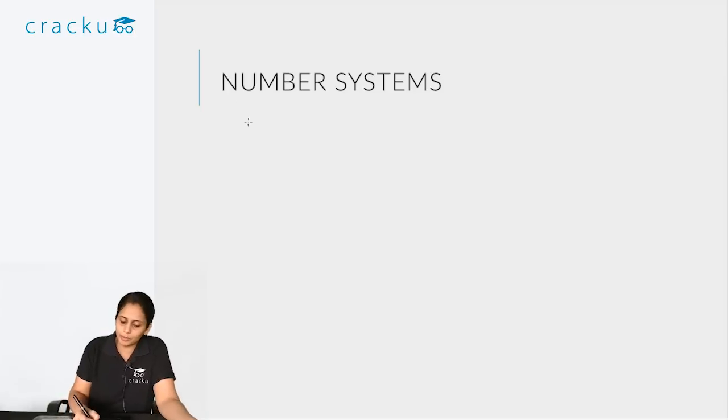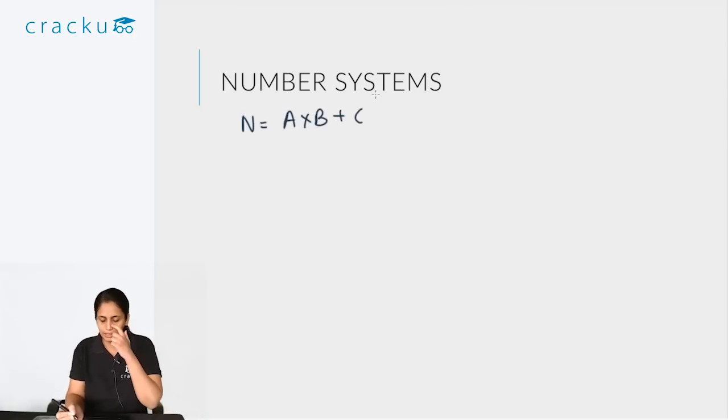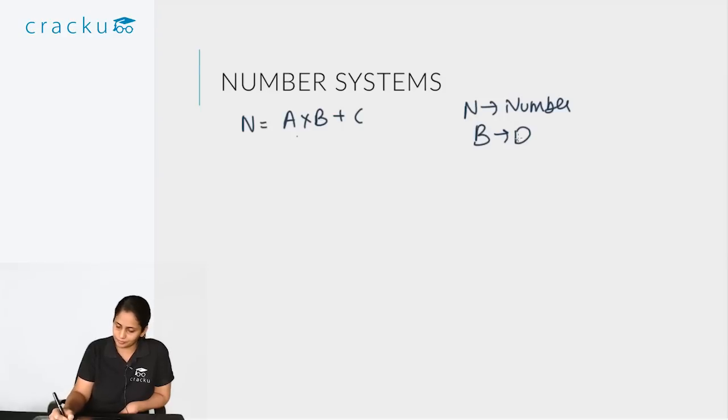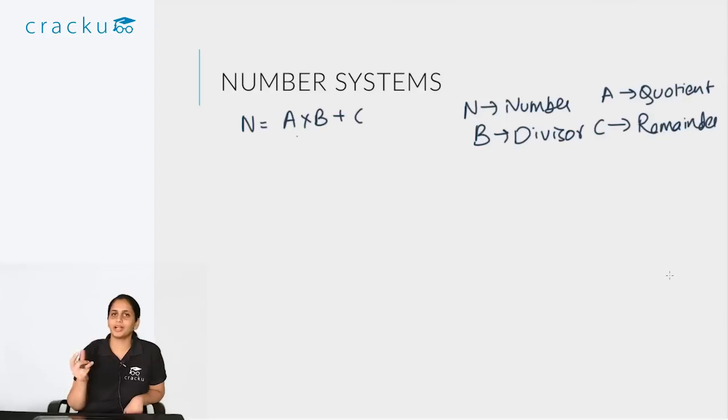Suppose a number n is written as a into b plus c. Here a would be the largest multiple of b that is less than or equal to n. So here n is the number, b is the divisor, a is called the quotient, and c is the remainder. So what does the remainder mean? The remainder is the part that is left over.